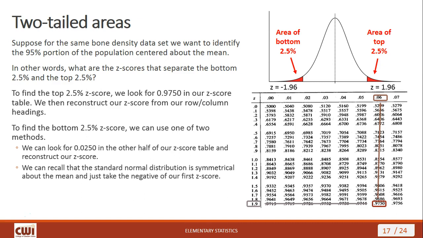Now, if you want to verify this, go ahead, get the second half of the z-score table that's listing the negative values, look up 0.025 and reconstruct your z-score. You will see that you get negative 1.96 from that exercise.